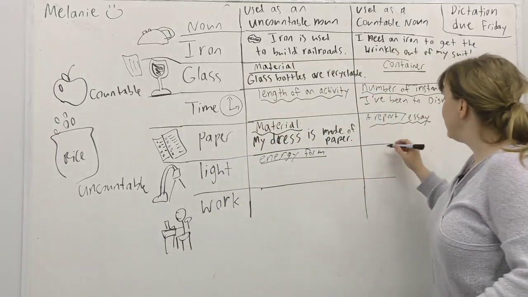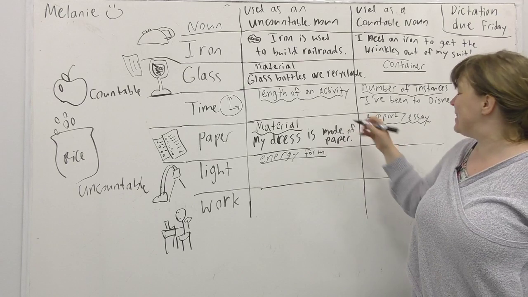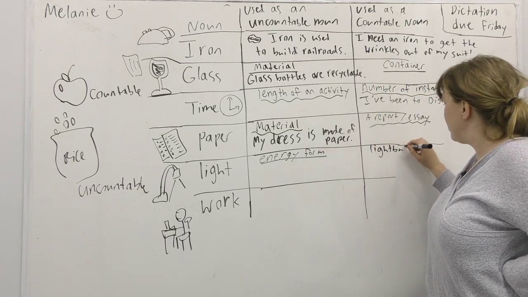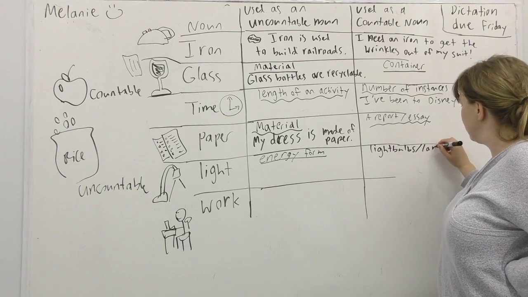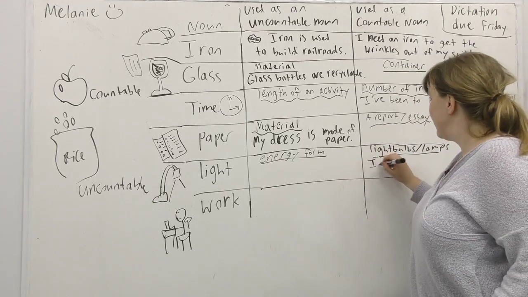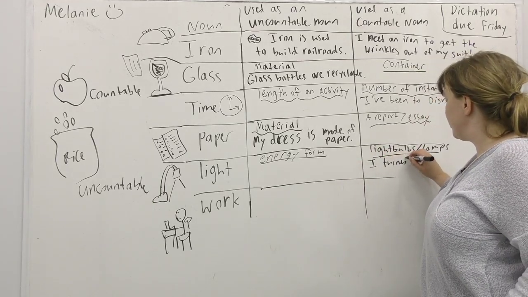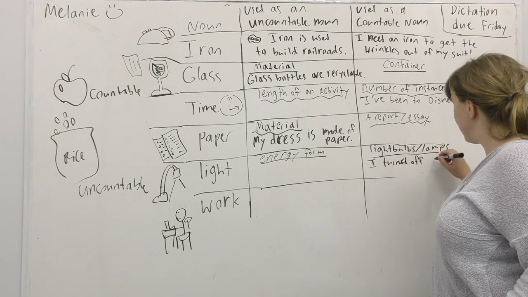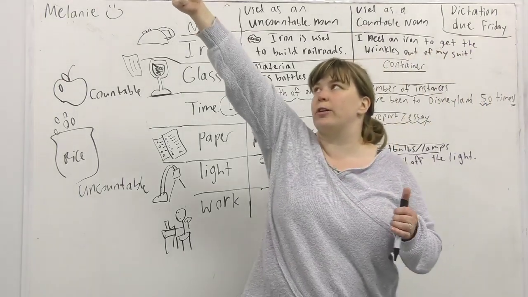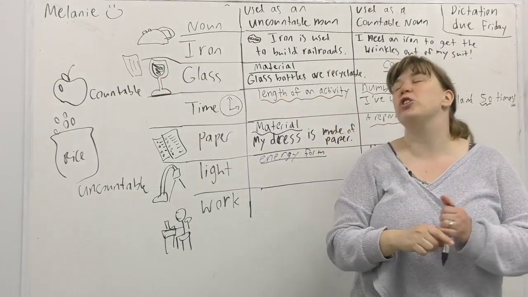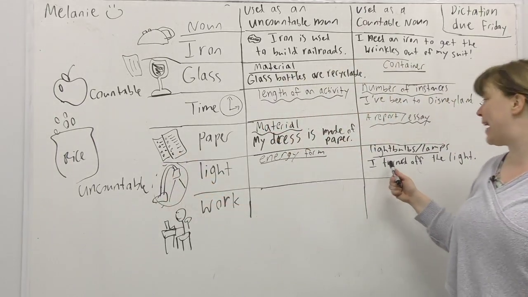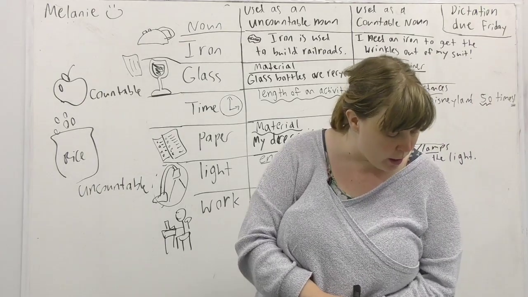Now, when we're talking about appliances, kind of like here, so light bulbs or lamps. Okay. So let's say I turned off the light. So you know, you can make it light or dark. So we're talking about specifically maybe a lamp. So then it's countable.